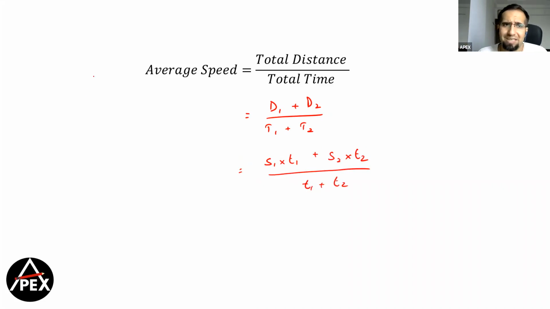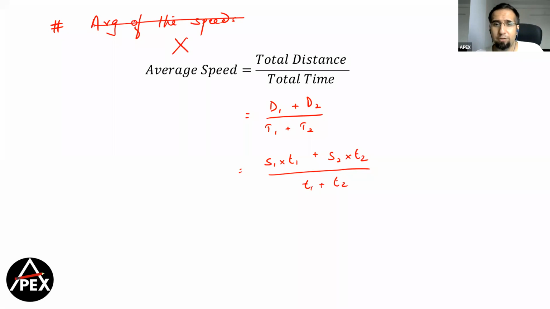Now one more cautionary note. Average speed is not equal to average of the speeds. Generally students confuse here. These two are not the same. There is no concept called average of the speeds. We are applying the average speed concept only. Is this point clear with all of us, guys? So let's move ahead with the next question, please.